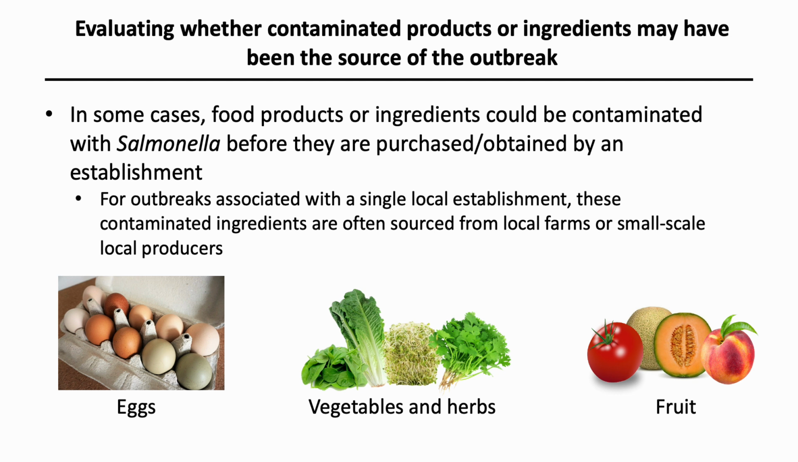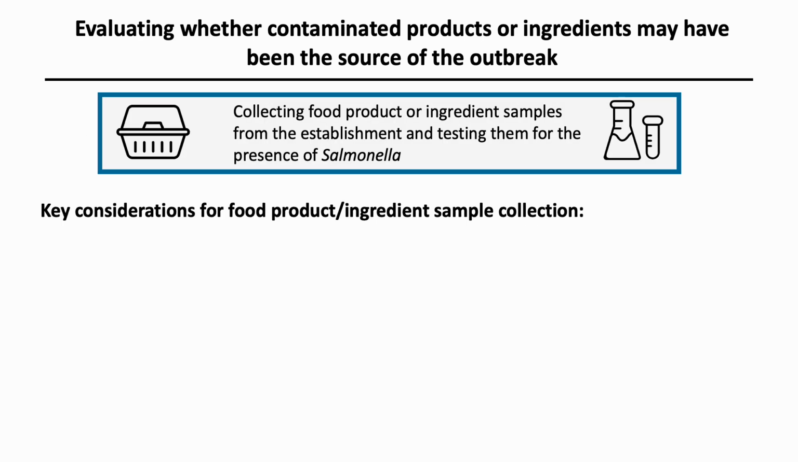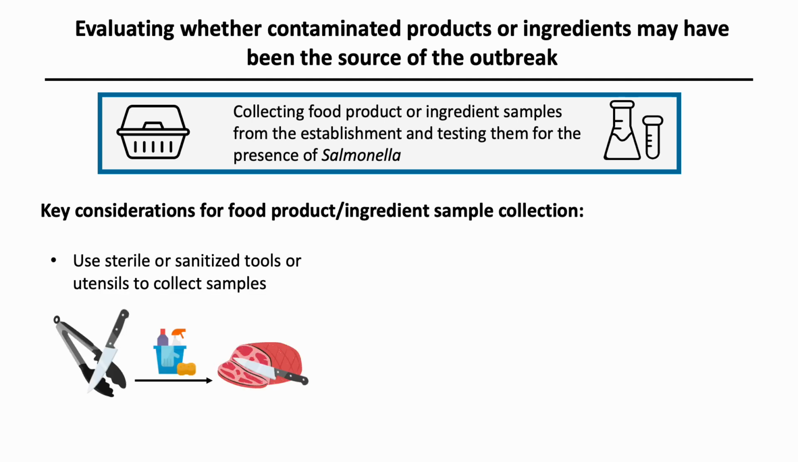Examples of some of these food products or ingredients that might be at high risk for contamination with Salmonella before they arrive at the establishment include eggs, particularly if they are sourced from local farms, as well as various vegetables, herbs, and fruit. To evaluate whether contaminated food products or ingredients may have been the source of the outbreak, environmental health investigators may want to select food or ingredient samples from the establishment and test them for the presence of Salmonella. Some key things to consider when collecting food product samples include making sure that sterile or sanitized tools or utensils are used to collect samples.